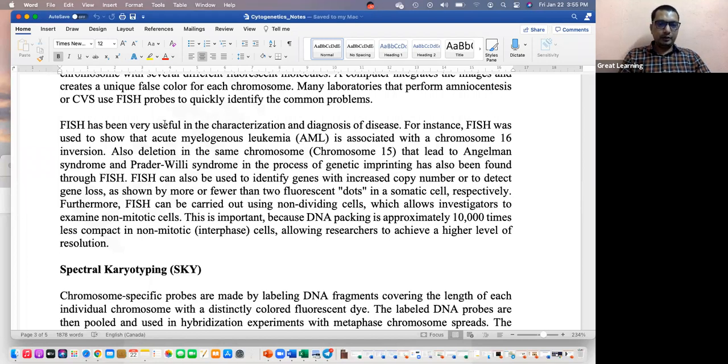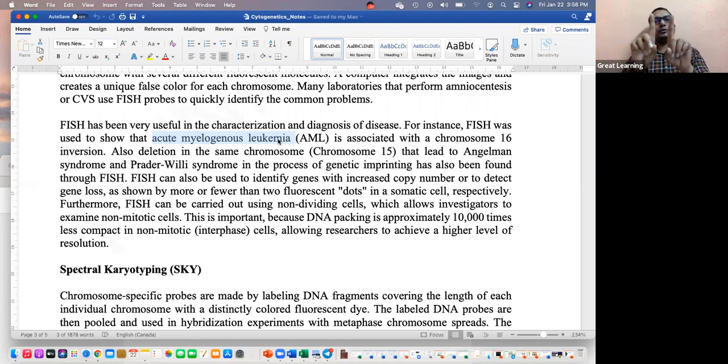So this can be a very good and very useful diagnostic test. FISH was used to show acute myelogenous leukemia. There is a particular cancerous condition called AML, where chromosome 16 shows inversion. So this you can write as an example for inversions that we were talking about. So AML, acute myelogenous leukemia, or you simply write a form of leukemia called AML, happens because of inversion in chromosome 16. And the FISH method has shown the inversion.